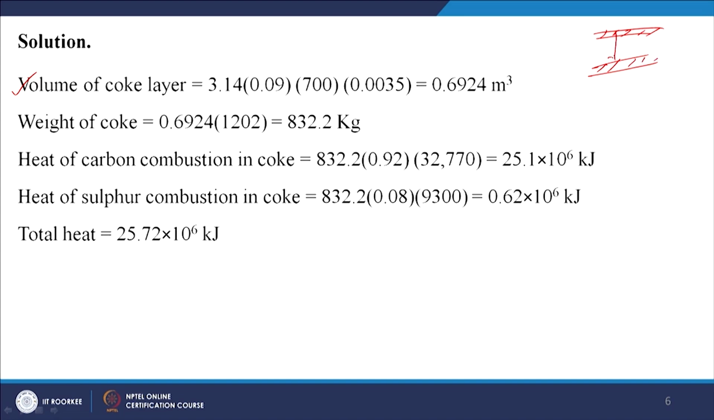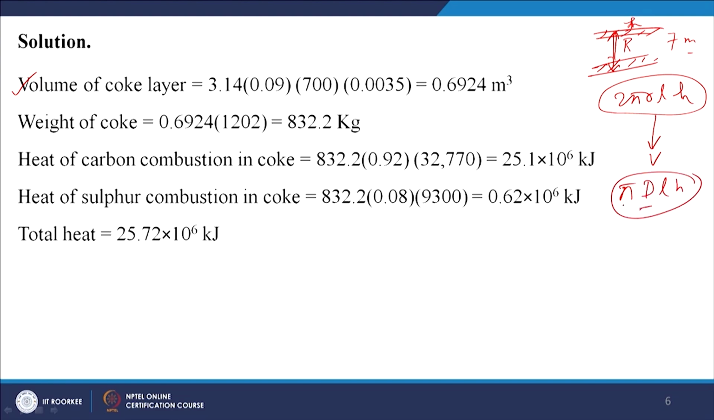So, we have this diameter, and this is equal to, say, thickness h. The thickness is small, so we can approximate, and this is equal to, say, 7 meter, L. So, 2 pi R L into h, this will be the volume, or pi d L h, where d is the diameter and R is the radius.